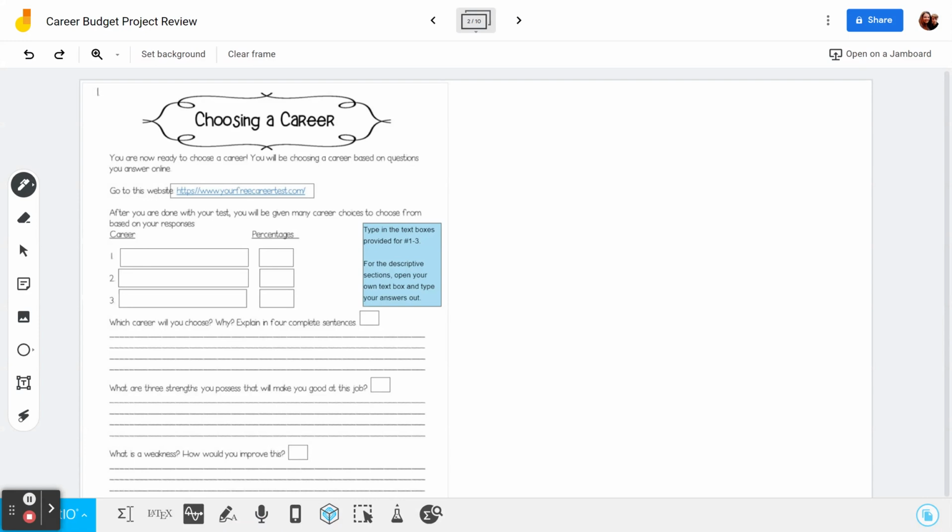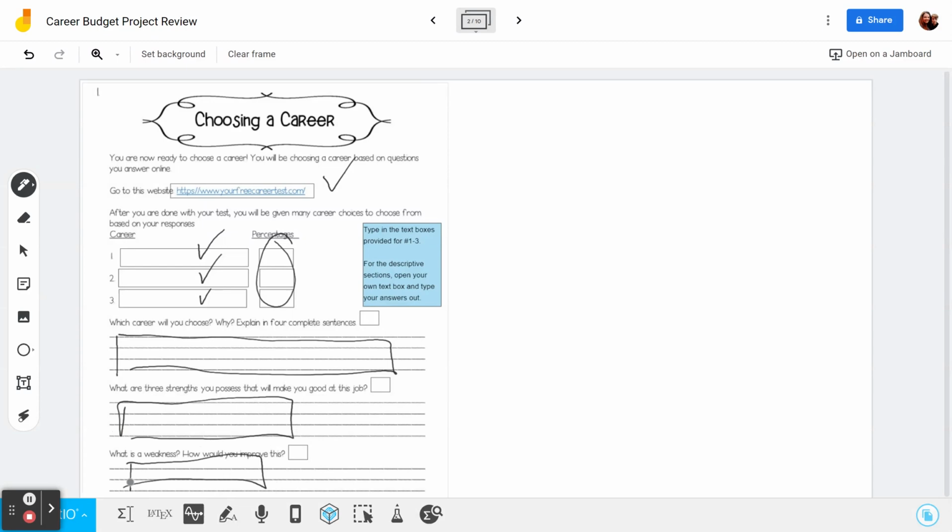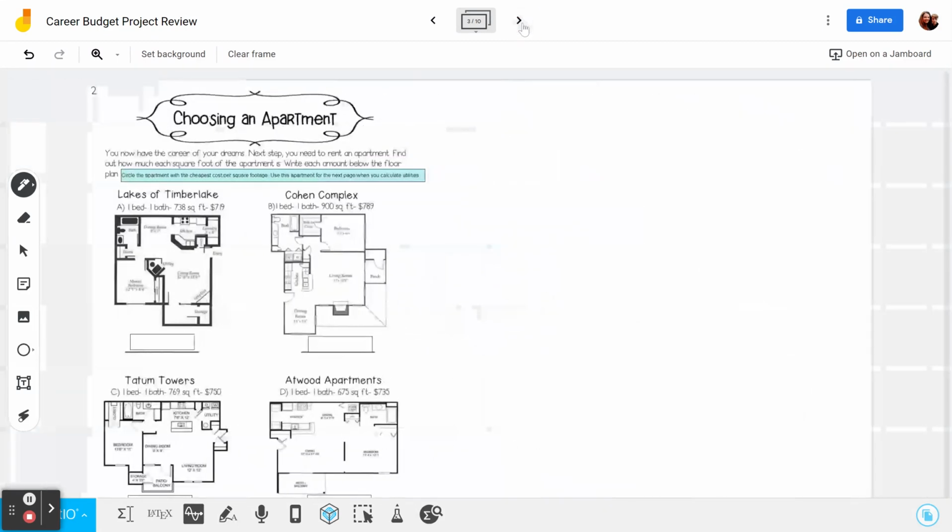The first page, there was nothing major for you to do. You had to take the quiz, and then you had to fill in the three top choices along with the numbers and then enter text boxes and type in your explanation for these sections. So that was pretty easy.